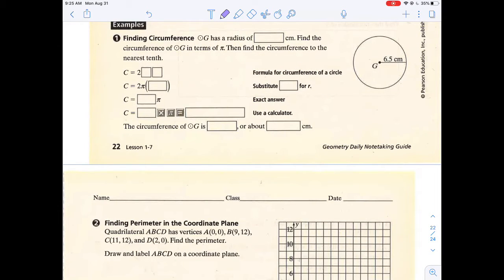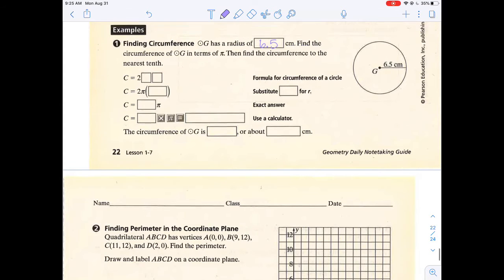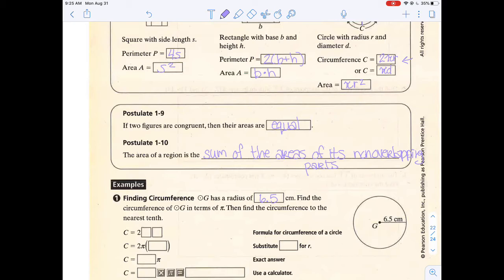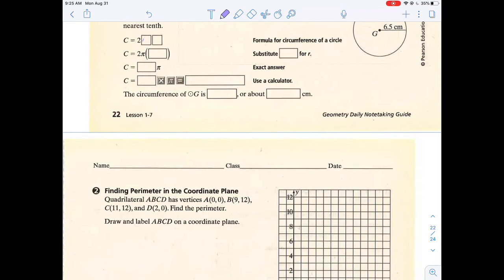Finding circumference. Okay, circle G has a radius of 6.5 centimeters. Find the circumference of circle G in terms of pi, then find the circumference to the nearest tenth. So, we only know the radius, so we have to use this first one up here where we know the radius. 2 times pi times the radius, and in our case the radius is 6.5. All we did is sub in 6.5 for r. 2 times 6.5 gets us 13 times pi. Okay, this is our answer in terms of pi, because we left pi in the answer.